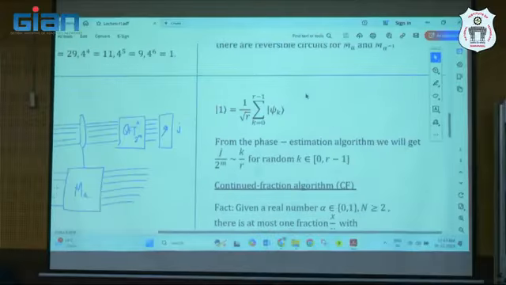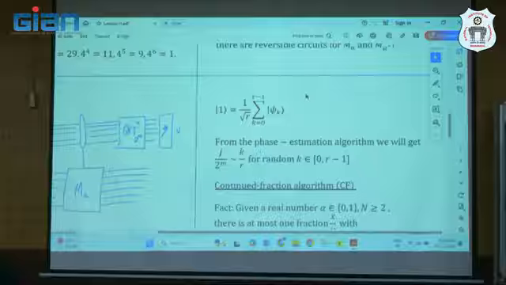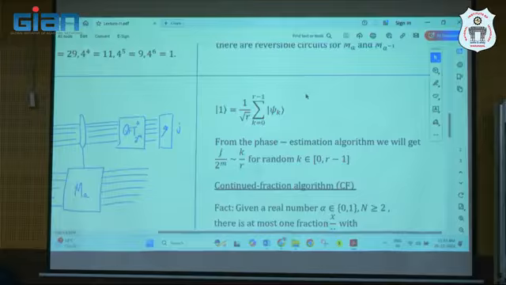This thing we will do later if we get time, okay. But for now let's take it for given that if you sum all these psi k's from 0 to r minus 1, what do we get? Ket 1. Okay. If we sum all the psi k's from 0 to r minus 1, we get ket 1. Let us take this for granted.